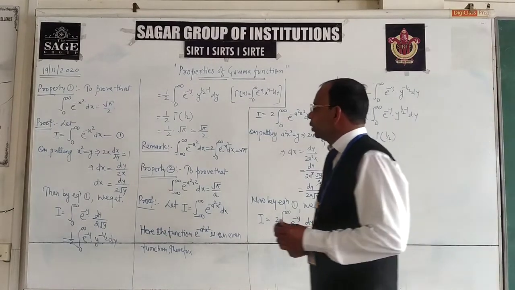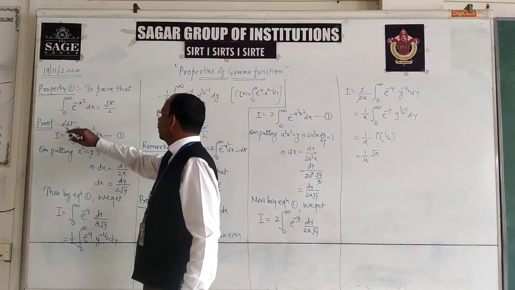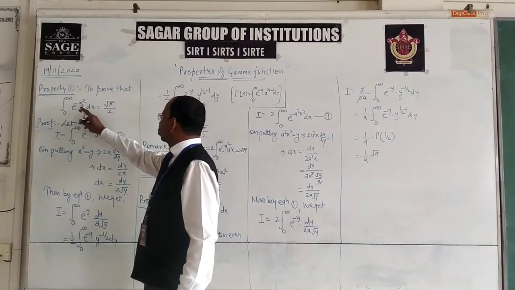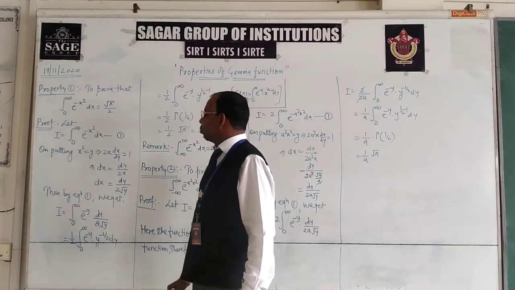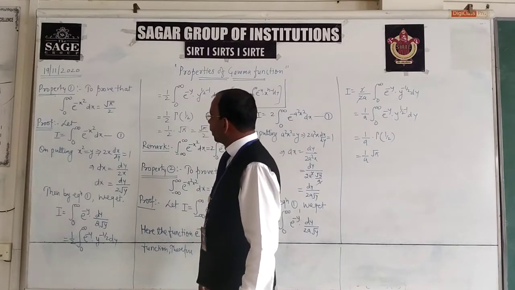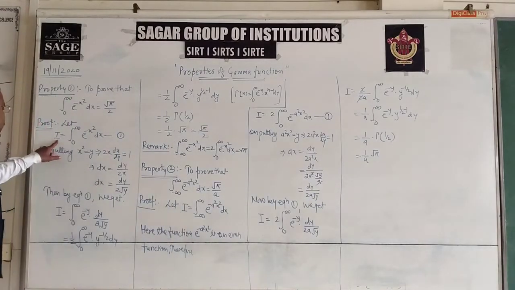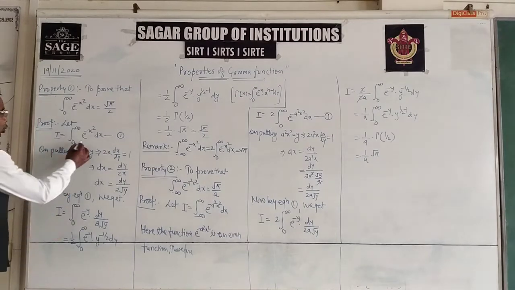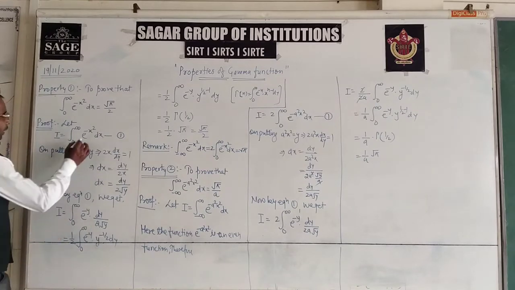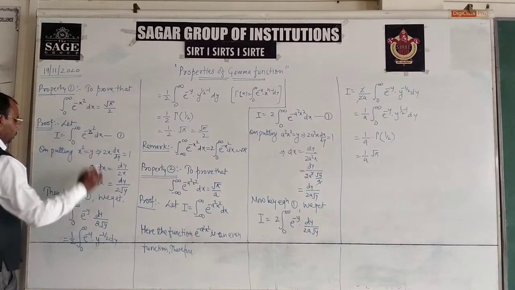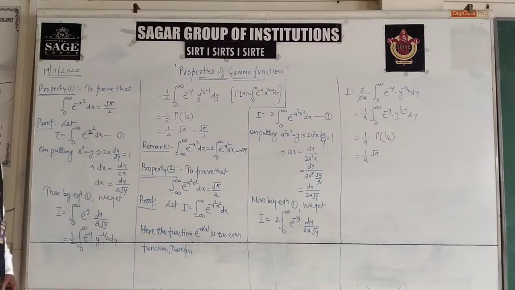The first property is to prove that the integration from 0 to infinity of e to the power minus x square dx is equal to root pi upon 2. This is a very important property for the numerical problems. Now we take I equal to the integral from 0 to infinity of e to the power minus x square dx. This is the extra term x square. Therefore, x square is a substitution term.